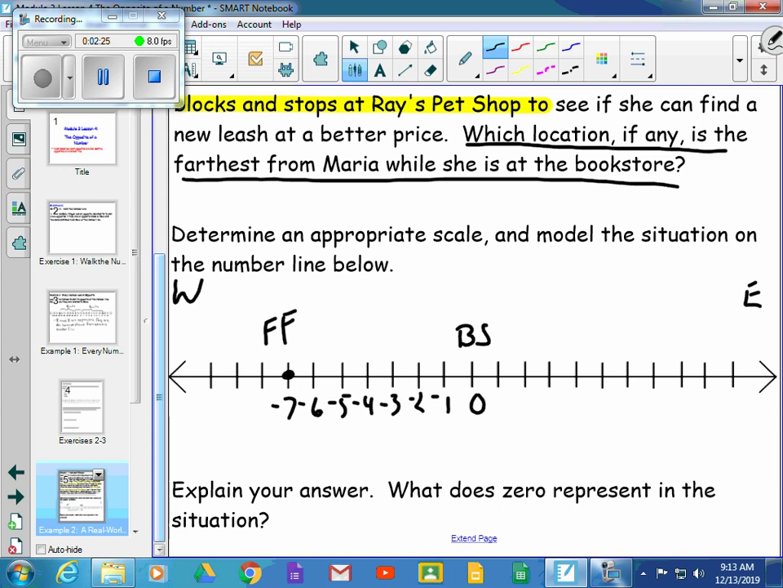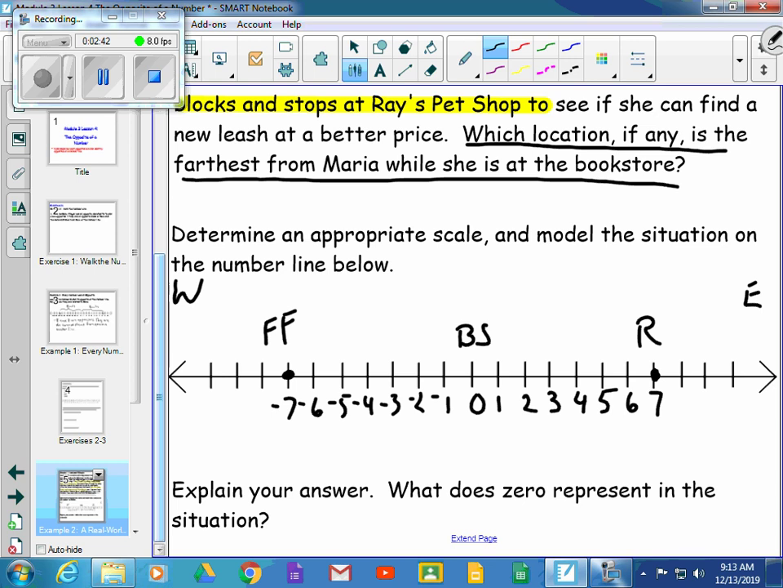She's leaving from the bookstore from 0 and heading east 7 blocks. So if each of these represents a block, 7 blocks east would be right there. That is where Ray's pet store would be at.